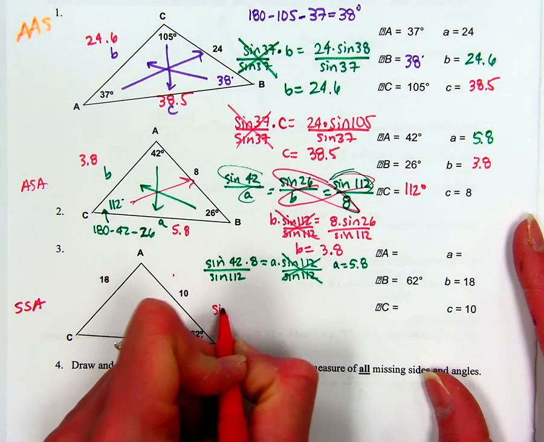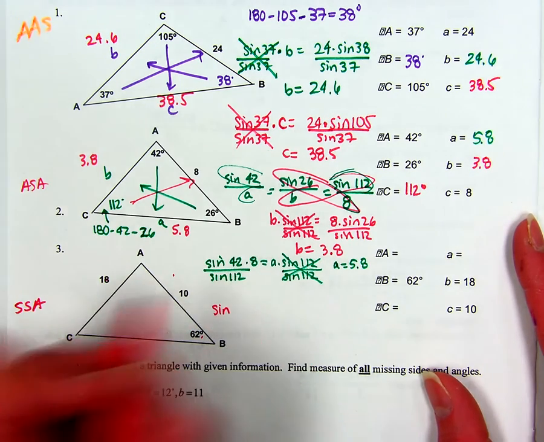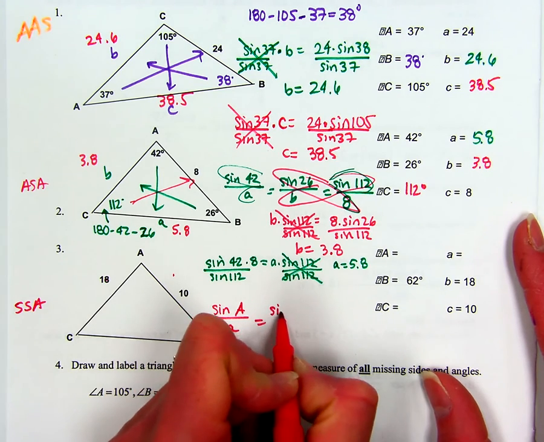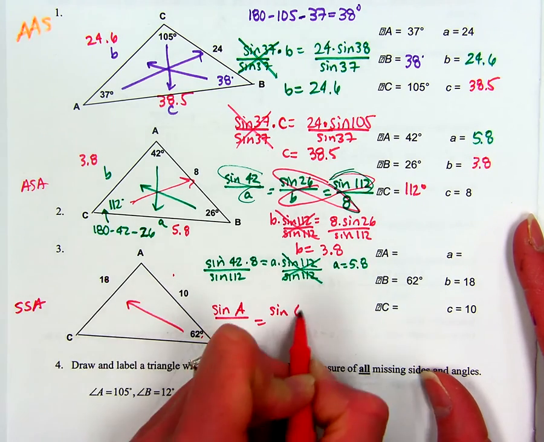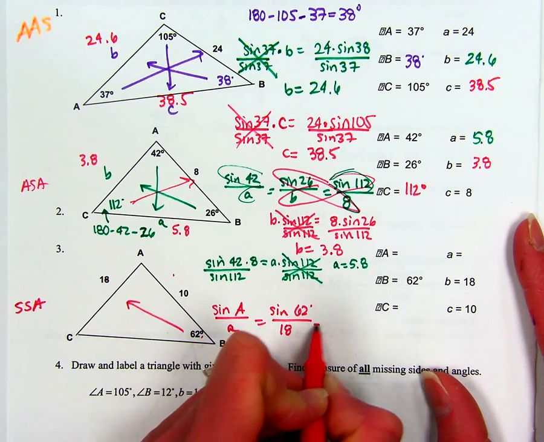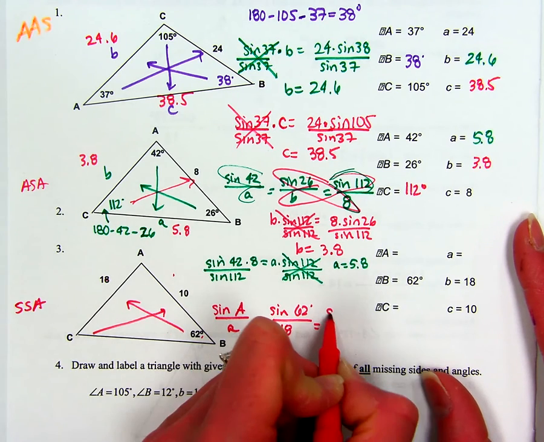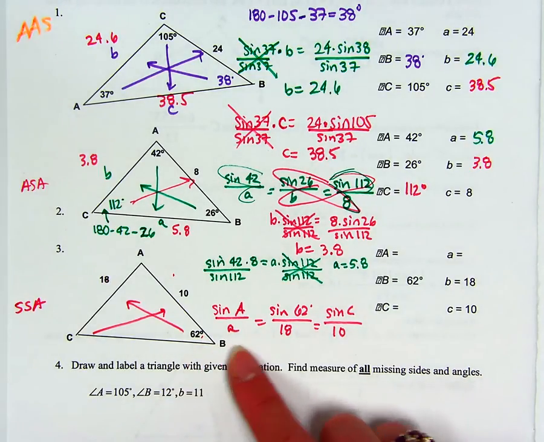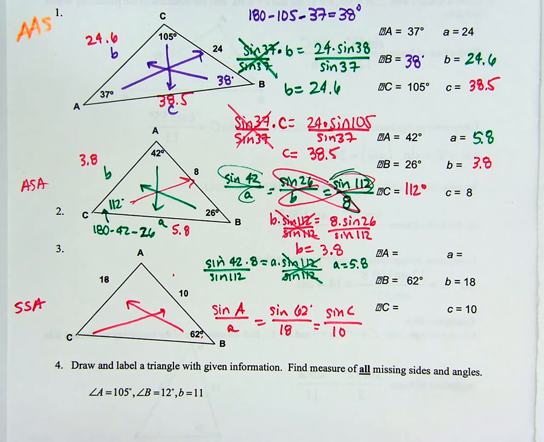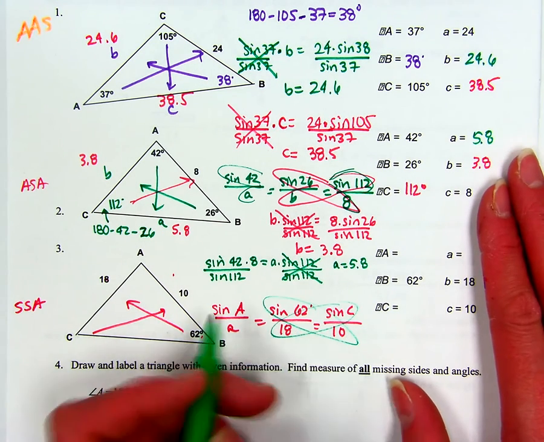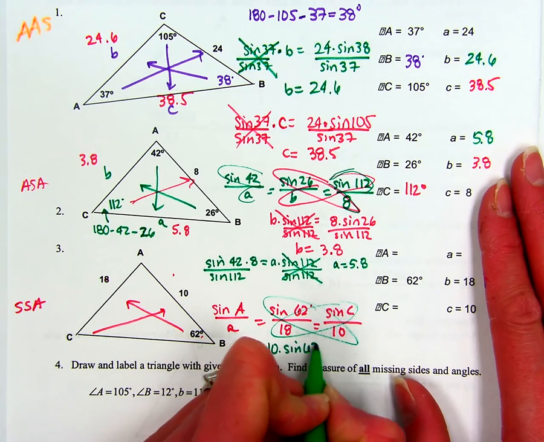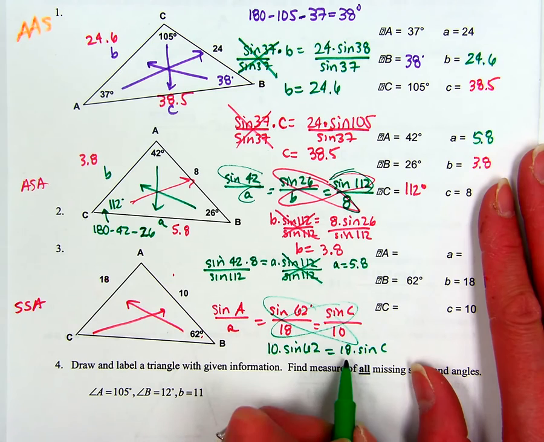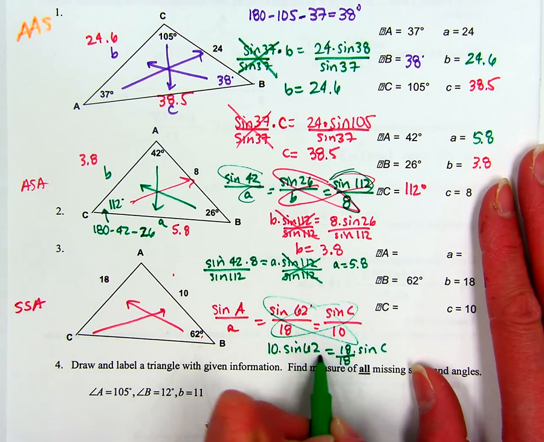All right, so I'm going to do sine of angle A, I don't know that, over side A, I don't know that either. Then I've got sine of B, which is 62 degrees, over 18, and sine of C over 10. Now in this one, because we don't have two angles, we can't find the third one by subtracting from 180. So I'm going to cross multiply here. 10 times sine of 62 equals 18 times sine of C. I'm going to get sine of C by itself, so I'm going to divide by 18.